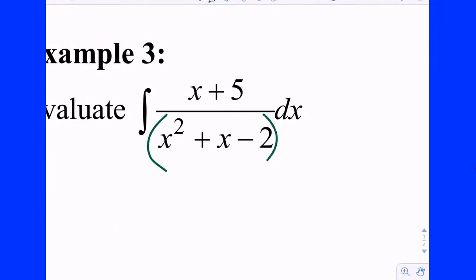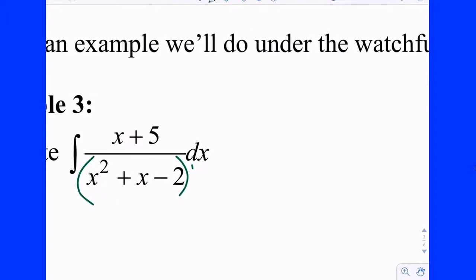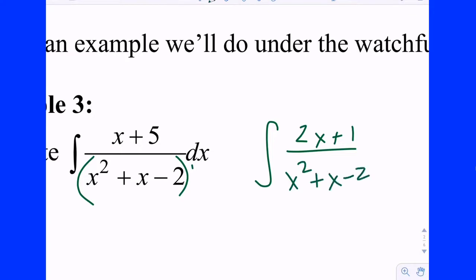Step one, though, is walk up to the problem and see if that's not the inside function. What's the derivative of x squared plus x minus 2? 2x plus 1. Is that what we have on the top? Are we off by just a constant? No. But what if we had a 2x plus 1 in the top and it was x squared plus x minus 2 in the bottom? Then it would just be a what rule? Natural log. We'd be done.